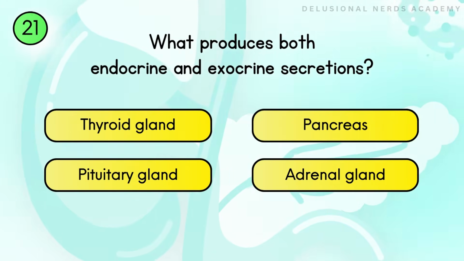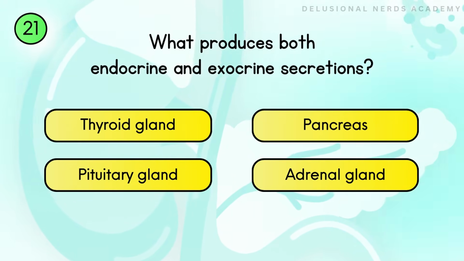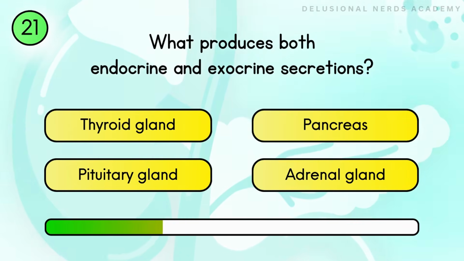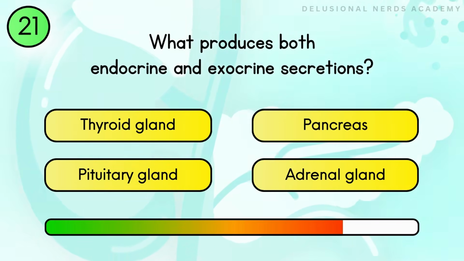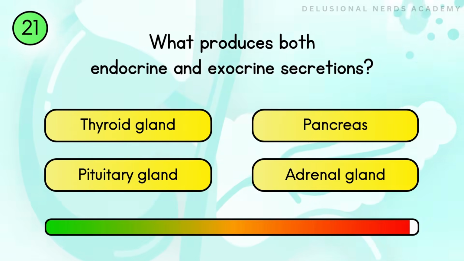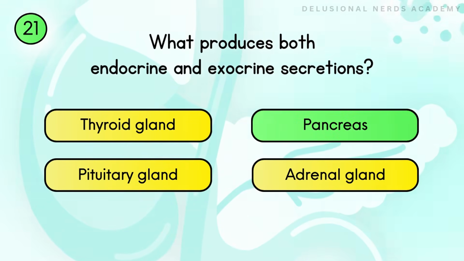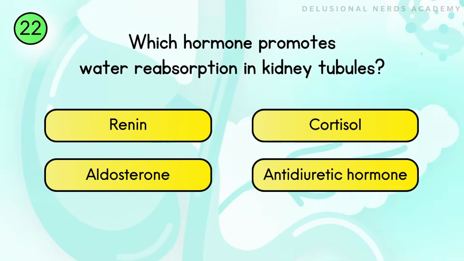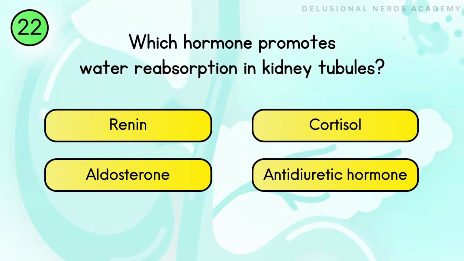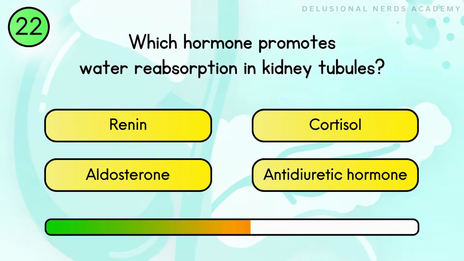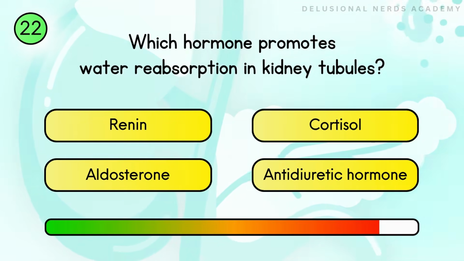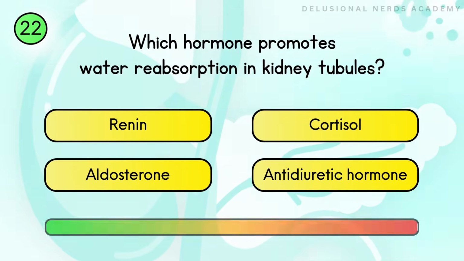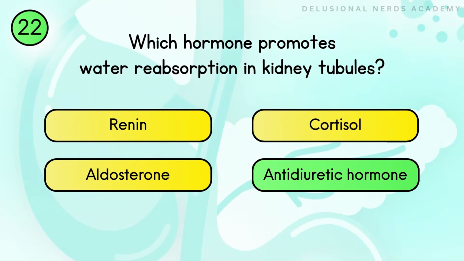What produces both endocrine and exocrine secretions? The pancreas releases hormones and digestive enzymes. Which hormone promotes water reabsorption in kidney tubules? Antidiuretic hormone increases water reabsorption, reducing urine output.